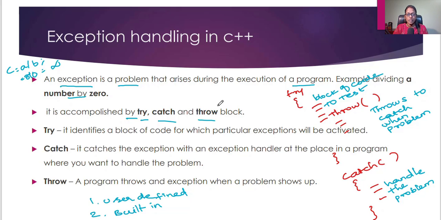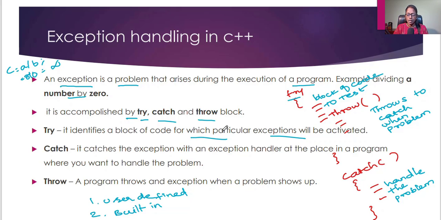So what is try? These three keywords we have to give as they are. This is the try block. The block of code which I want to test, I give in the try block. That is the block of code for which particular exceptions will be activated, where the problem may occur, the statements in which the chances of problems are there. That particular set of statements I give in the try block.